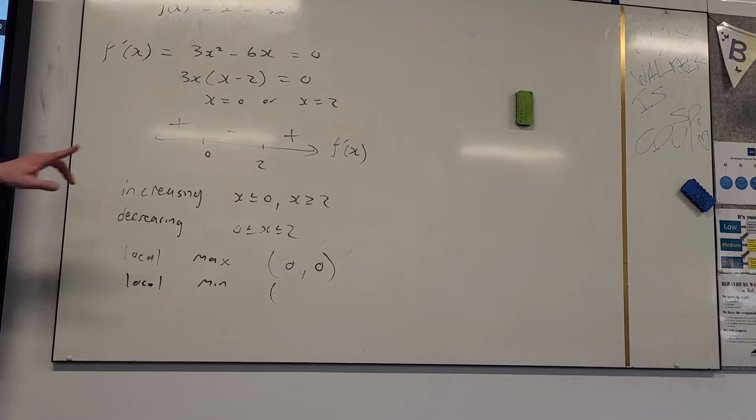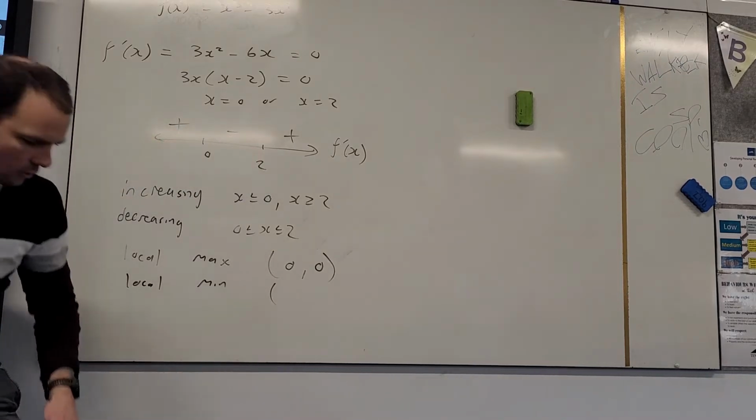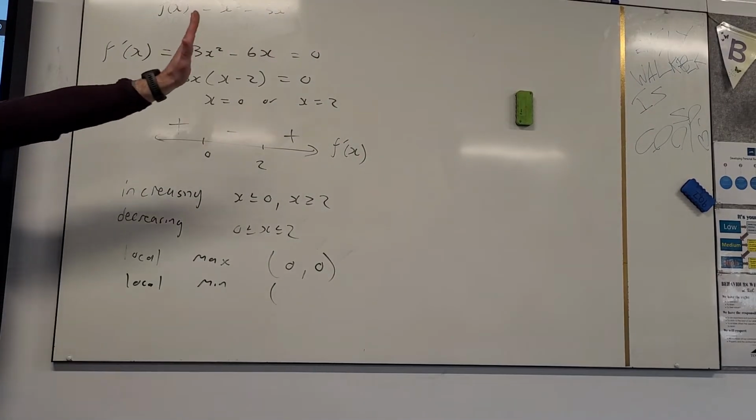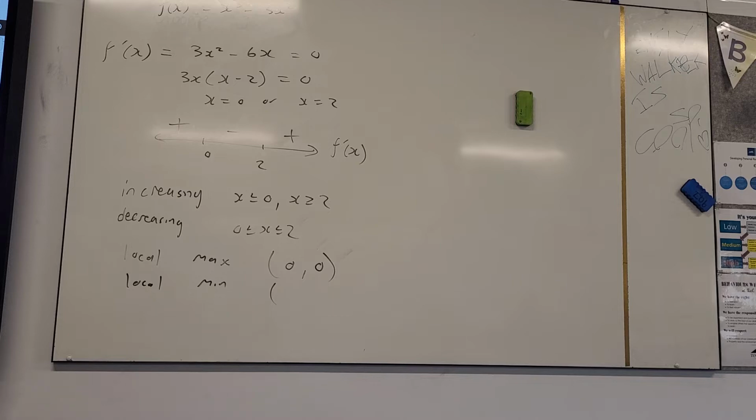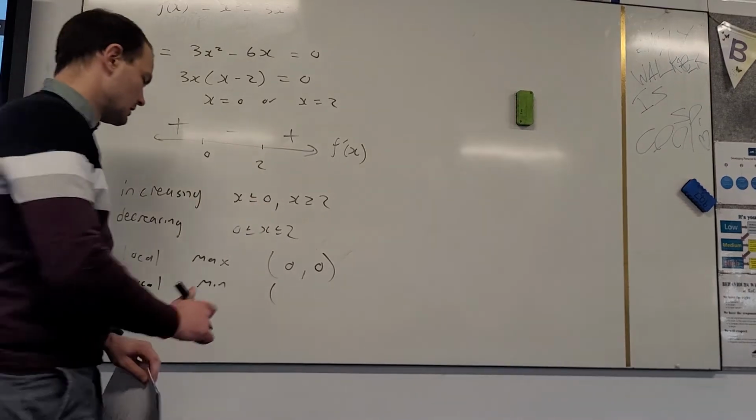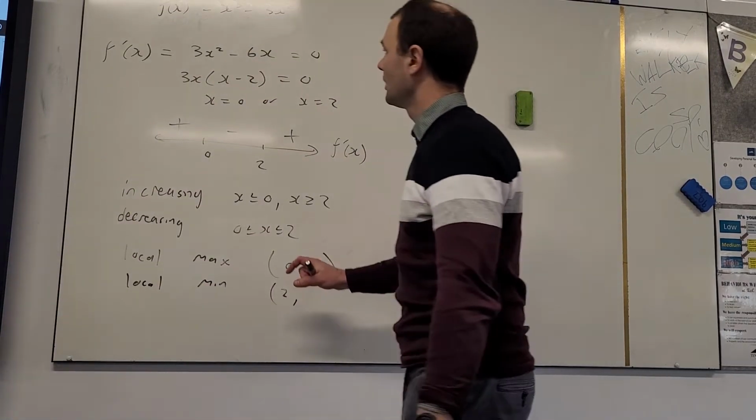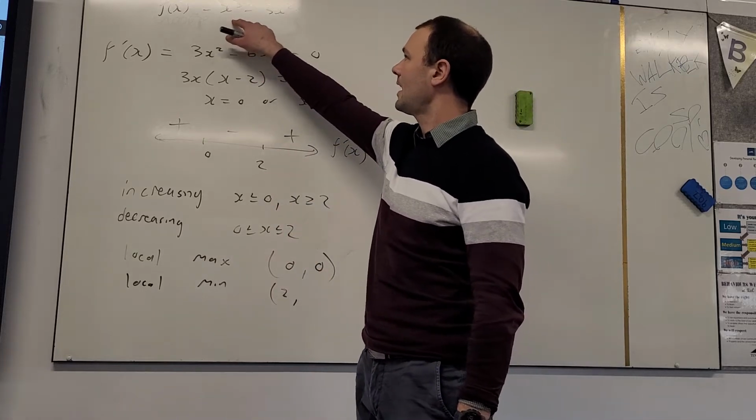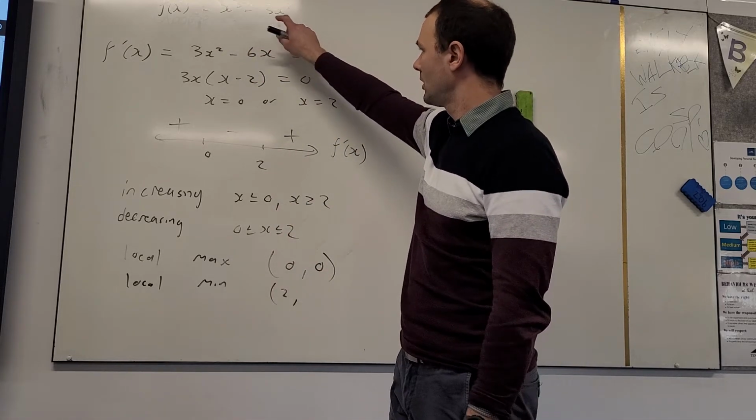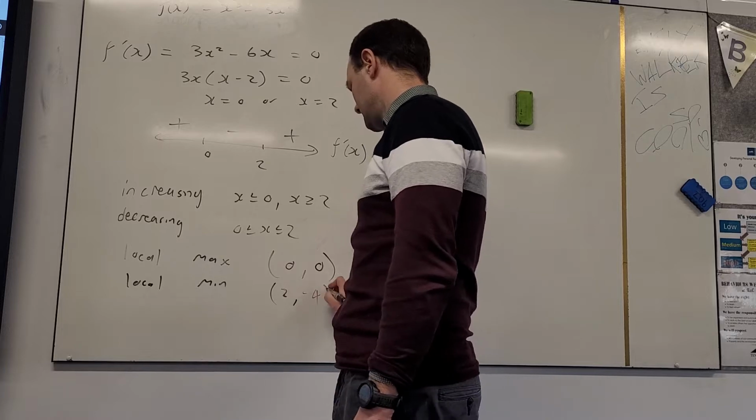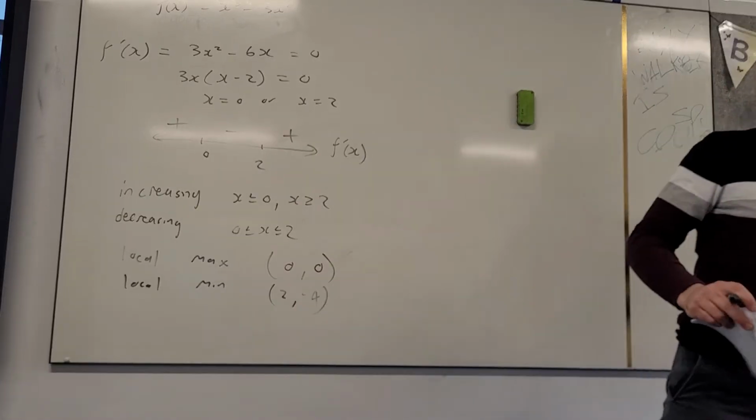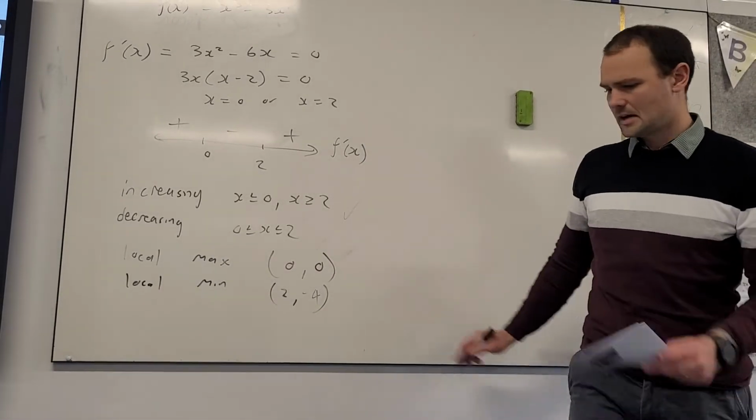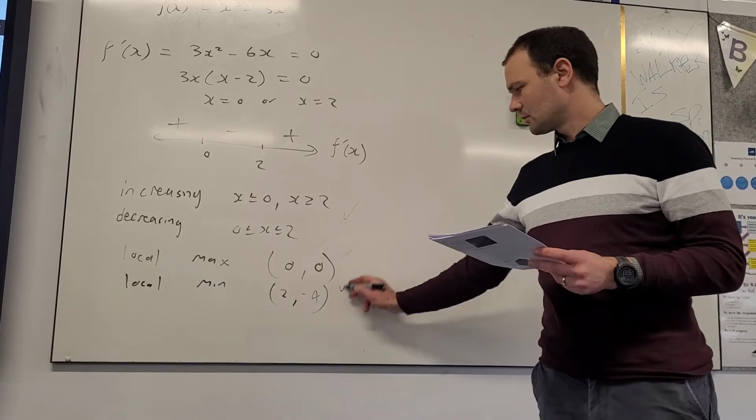And then we can see at this coordinate it's decreasing and then increasing. So we have a local minimum at x is 2. And when x is 2, we'll have y is 8, take away 12, minus 4. So we've done when it's increasing, decreasing, that's part A. And we've done the stationary points.